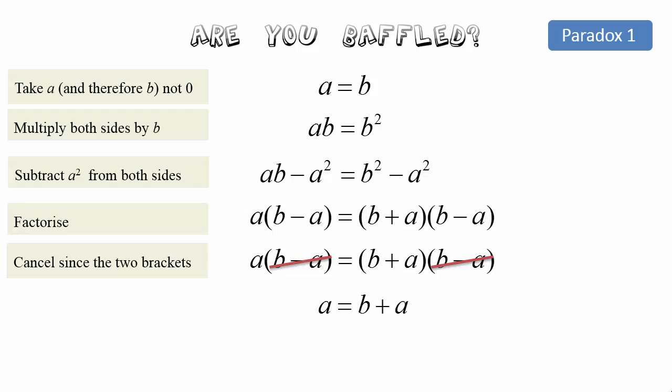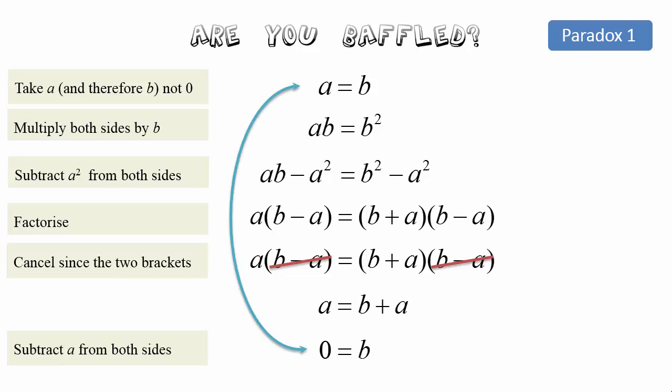Now as our final step, subtract a from both sides, and we are left with 0 on the left and b on the right. In other words, we have b equals 0. But there seems to be something wrong there because we started by saying a equals b. So what's happened? Think about that while we go on to the next one.